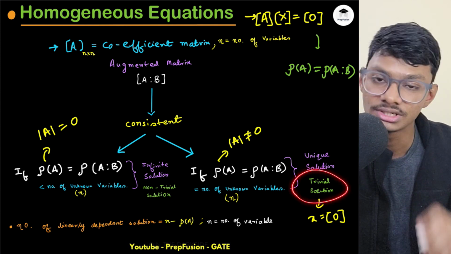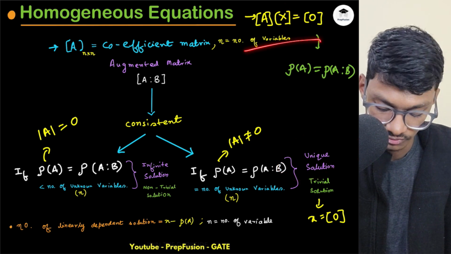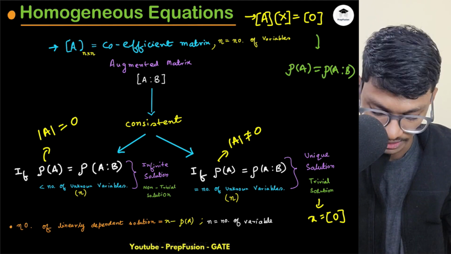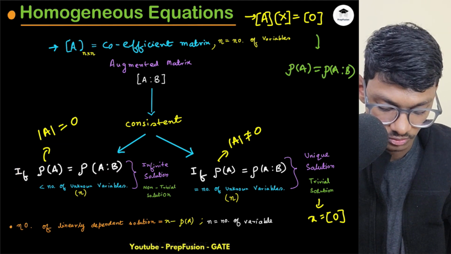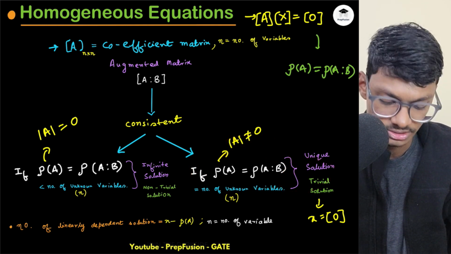So that's why this is a trivial solution, and that's why this is called a unique solution, because only x equal to 0 is a unique solution. For other cases, we'll always get infinite number of solutions, because rank will be less than rank of AB. If rank is equal to rank of AB, then it is a unique solution, and that solution is trivial, x equal to 0.